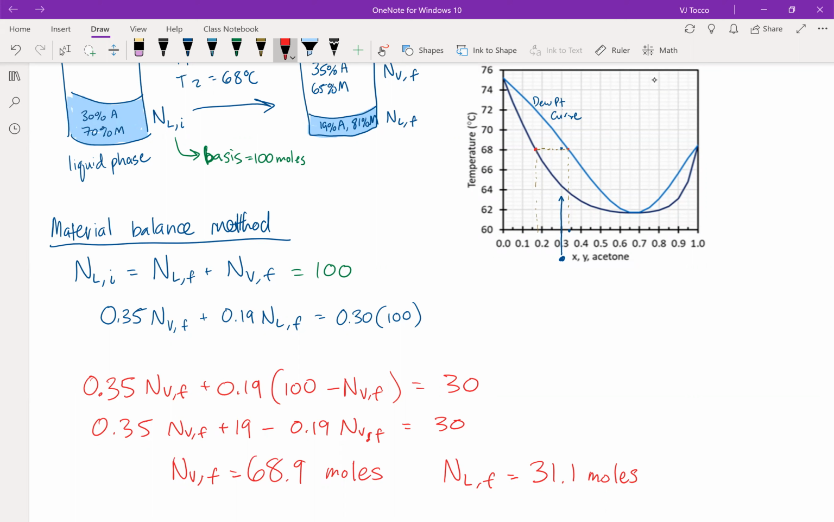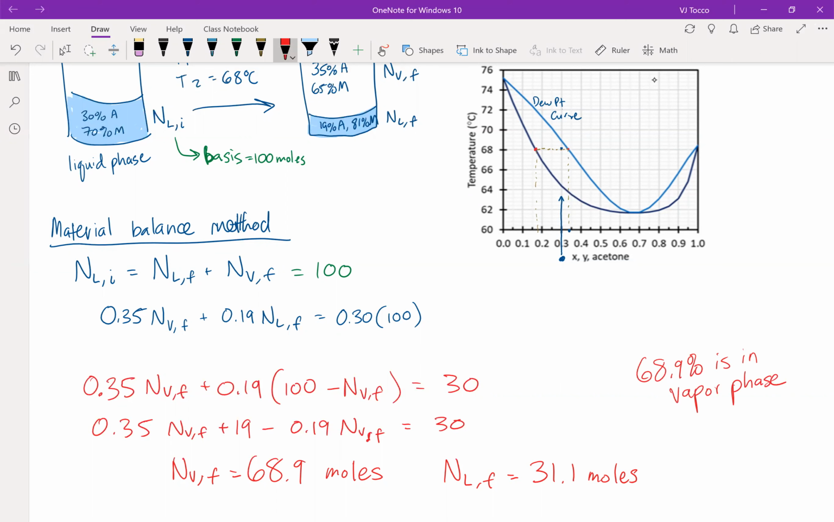Or when we have models for these bubble point and dew point curves, which is the point of this class, we can be a little bit more precise. But if I just give you what the diagram is, sometimes it can be a little bit trickier. So we'd say 68.9% is in the vapor phase.